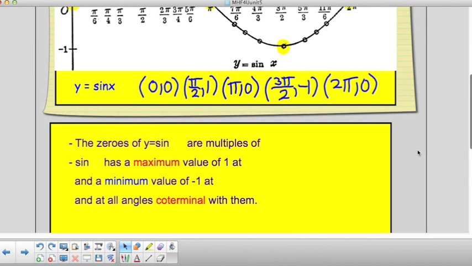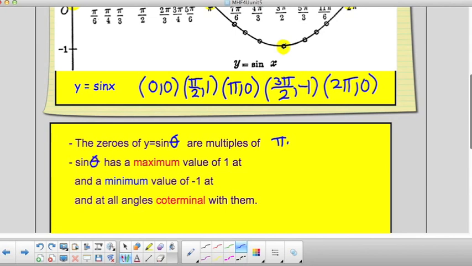So the zeros of y equals sine theta are basically multiples of pi. We notice at pi we have an x-intercept. At 2 pi we have an x-intercept. At 3 pi we'll have another x-intercept. So at multiples of pi, we're going to have our x-intercepts.